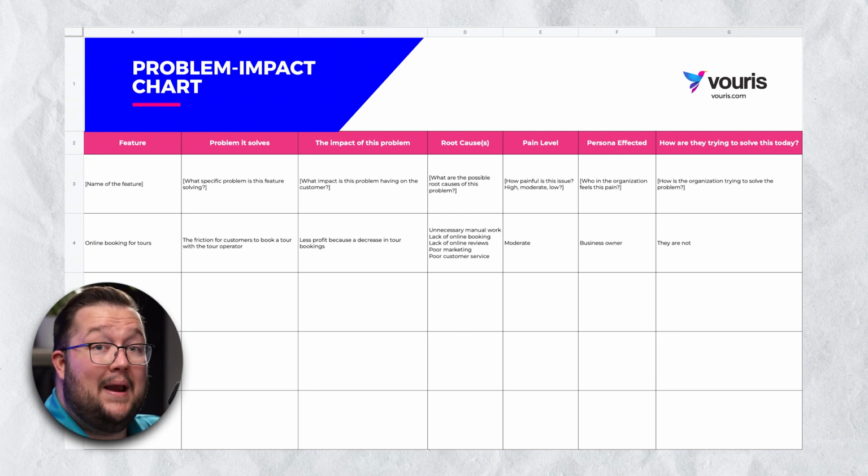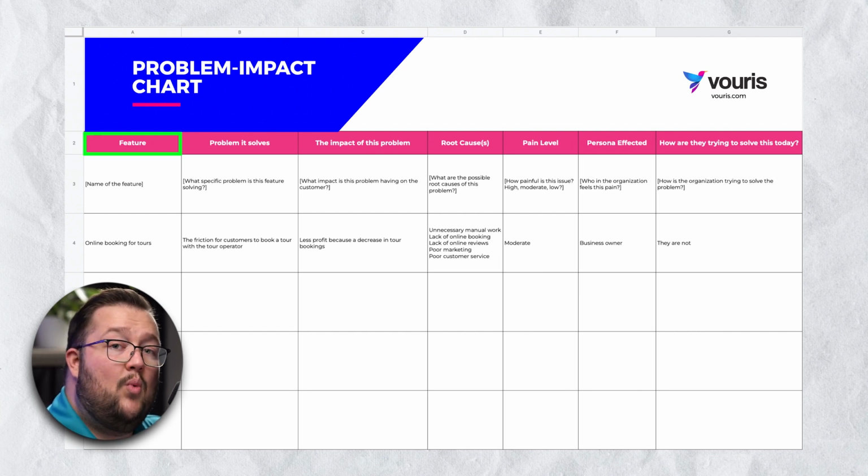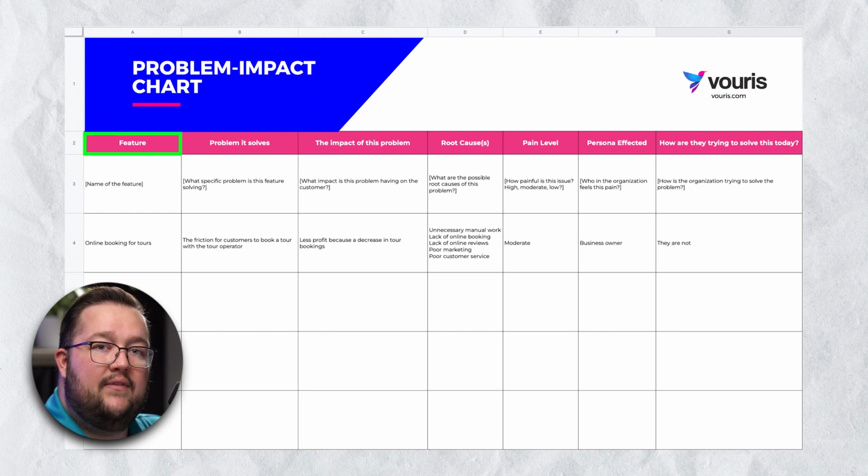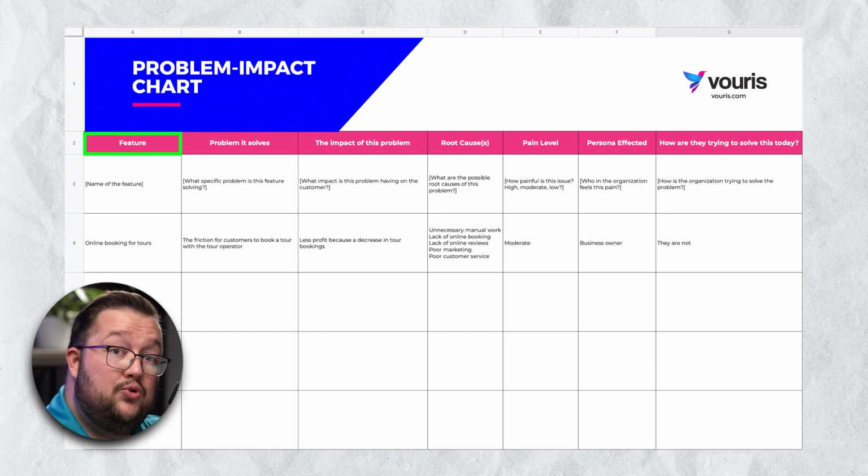Now, let's go piece by piece here. You're going to notice the first column is feature. This is going to be the name of the feature that is solving a specific problem. The reason we do this is because we want to make sure we know why certain parts of the product or service are actually there in the first place. They must be solving a specific problem. Often solutions solve a high-level problem in a couple of different ways. So you want to know exactly what problem each feature is designed to solve, because it's going to give you a lot of clarity around your messaging holistically.